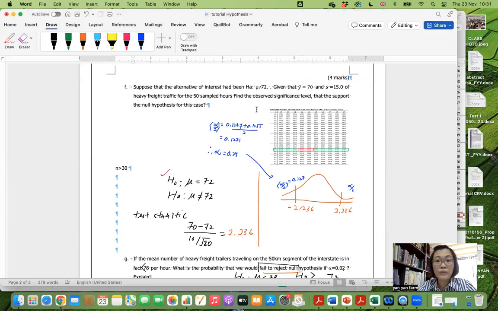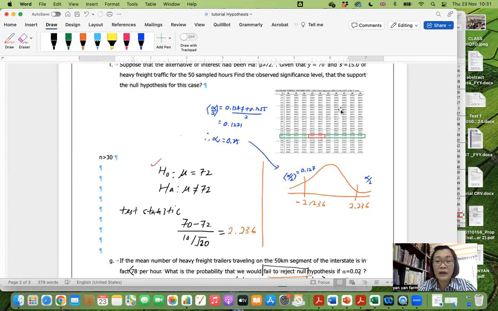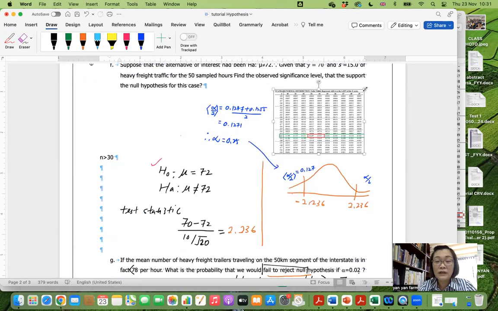Next, suppose that the alternative of interest has been set to not equal to 72. So we know that our null hypothesis is equal to 72. In this case, the mean changes for the 50 samples, so we have to find the new test statistic. And don't forget, this is two-tail. So we can refer here now.